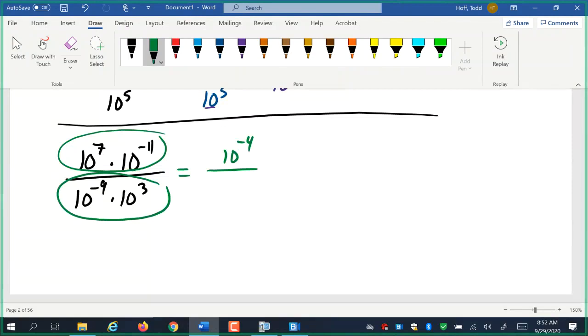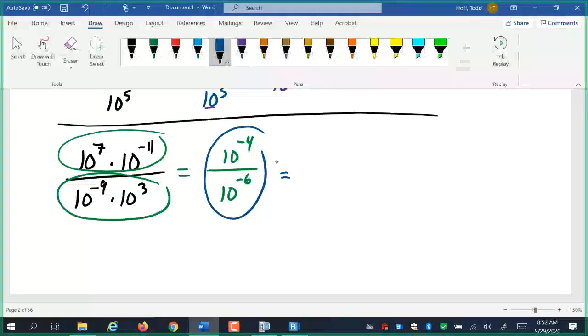Then we do what's on bottom. 10 to the negative 9th times 10 to the third. Again, we're multiplying like bases, so we add the powers. Negative 9 plus 3 is a negative 6. And now at this point, we're dividing. So that's negative 4 minus a negative 6, which is a positive 2. Remember, negative 4 minus a negative 6, negative 4 plus a positive 6, which is a positive 2.